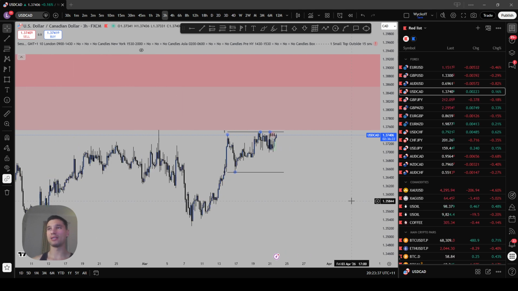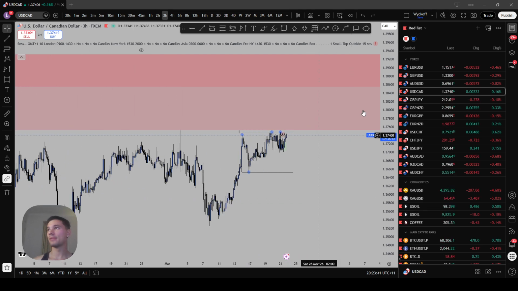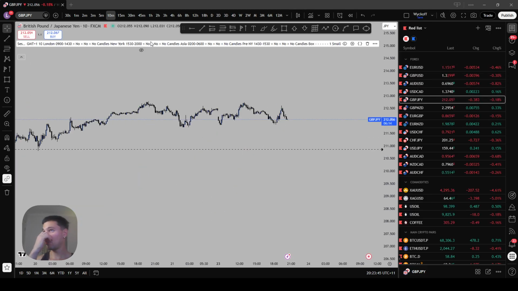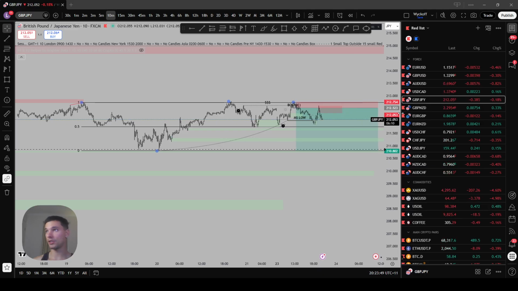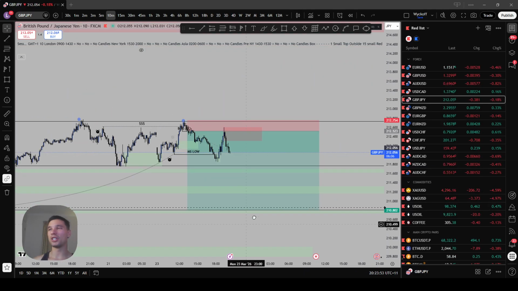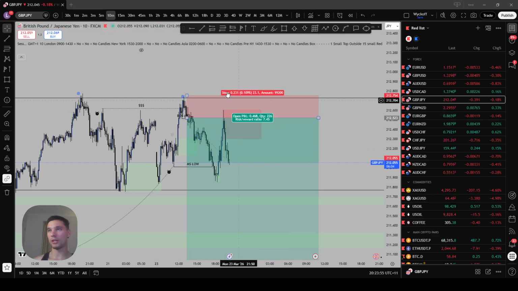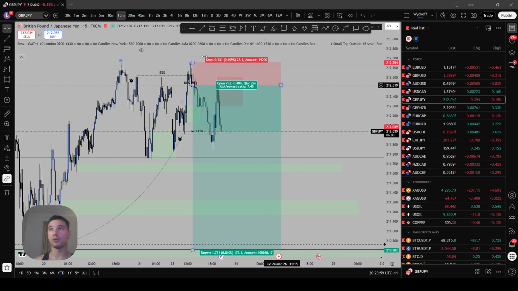But yeah, so kind of wait and see what this pair does. Yeah, GBPJPY, we already looked at that. You've only got yourself to blame when you get stopped out, but then price continues to move in the direction that you anticipated that it will go in.